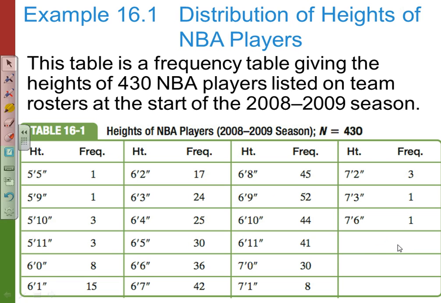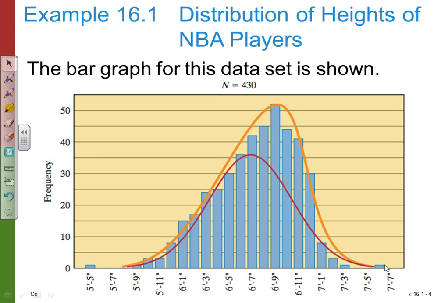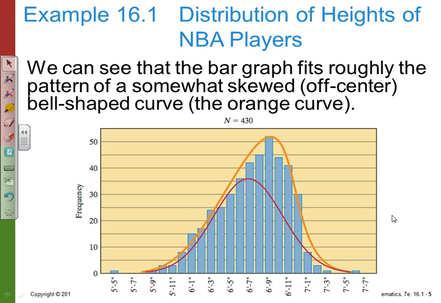Looks like our team at Iowa Western. One 7'6" guy, and the rest in the sevens for the starting lineup. And we see the normal heights of normal people, and we see the height of the NBA players, and we see that they win. I think that's what that shows. We can see that the bar graph fits roughly the pattern but it's skewed off center and in a shape of a curve that is not quite symmetric.